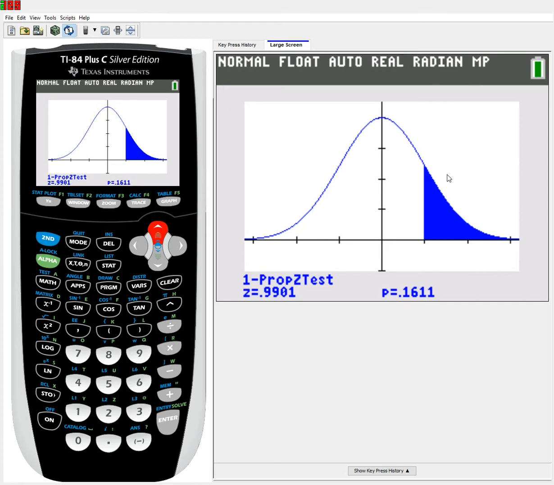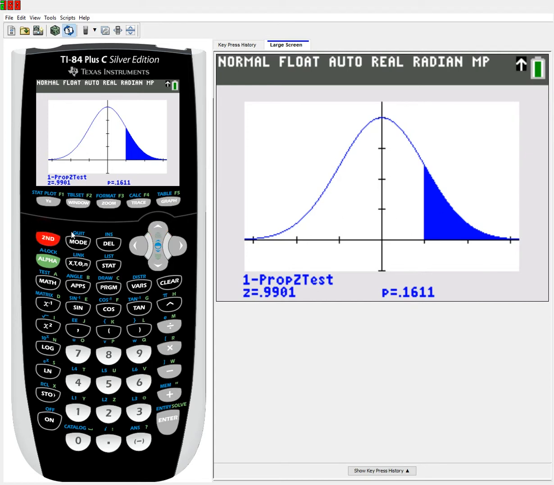So this is what it's doing. It's trying to find, based on some original value, some original proportion, how far away our value is compared to that original proportion. Or when we're dealing with means, how far away our sample mean is from the estimated or assumed mean.